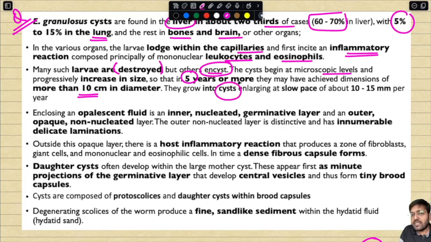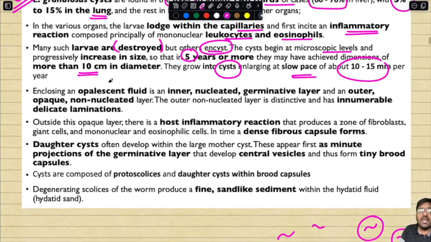They grow into cysts, enlarging at a slow pace of about 10 to 15 mm per year, or 1 to 1.5 centimeters per year. Enclosing an opalescent fluid is an inner nucleated germinative layer. This is layer number 1. Then there is an outer opaque non-nucleated layer. The non-nucleated layer is distinctive and has innumerable delicate laminations. This is layer number 2.